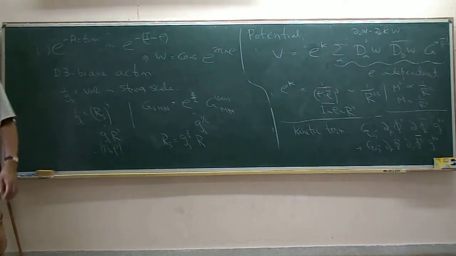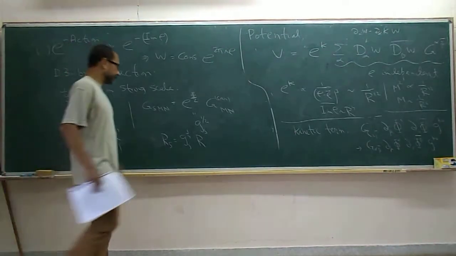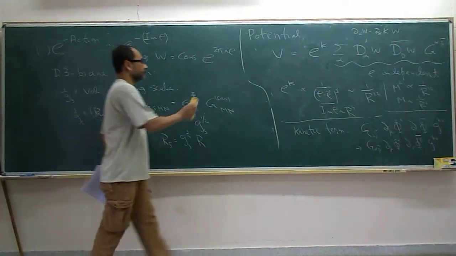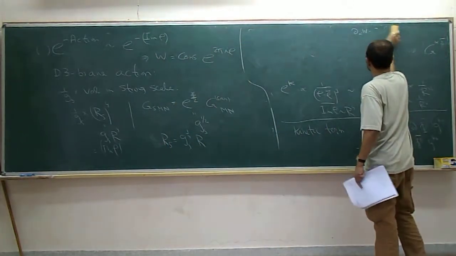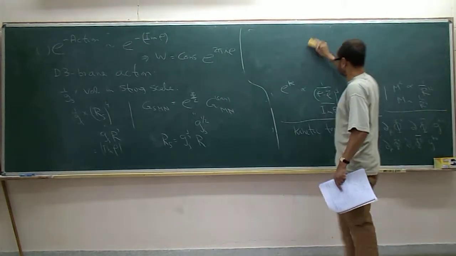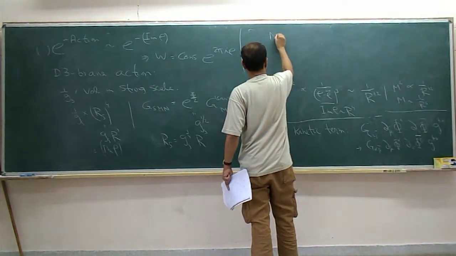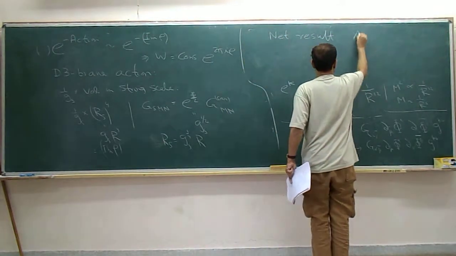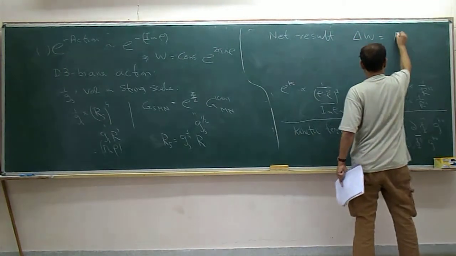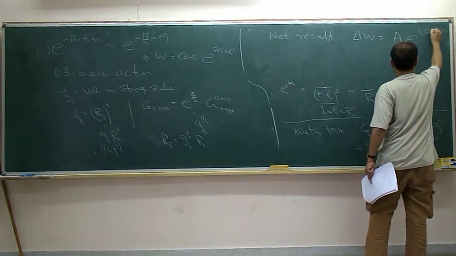Then KKLT also discusses other sources, for example gauge condensation on the D7 branes, which could be another source of superpotential for rho. So the upshot of this is that we have a correction, the net result, a delta W which is some constant A times e to the i c rho. Okay, these are constants.